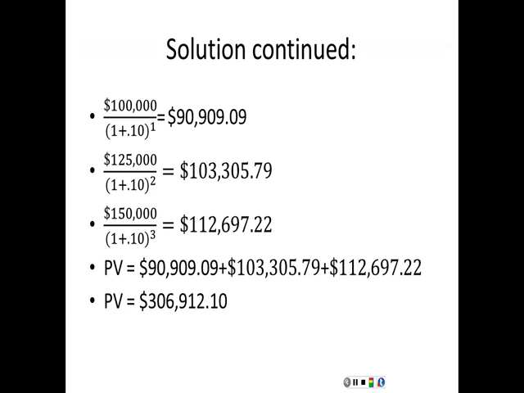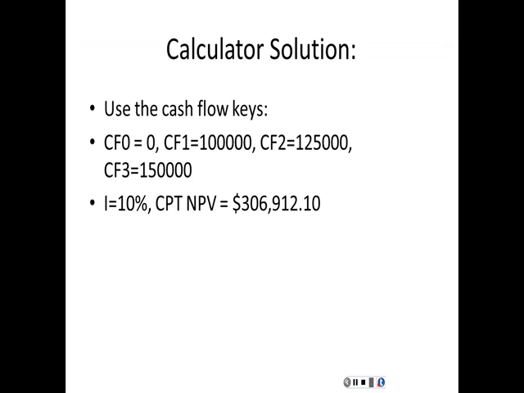We can solve these individually if we want to, and we get a value for each year of the contract today. So basically for year 1, you could pay me $90,909.09 today, or you could wait a year and pay me $100,000. Either way, I'd be just as happy. The same logic applies to years 2 and 3. When we add the present value of each of these cash flows together, we get $306,912.10. Now solving this on the calculator saves you a lot of time.